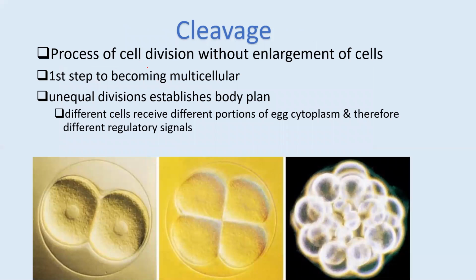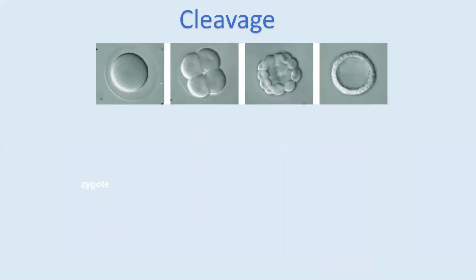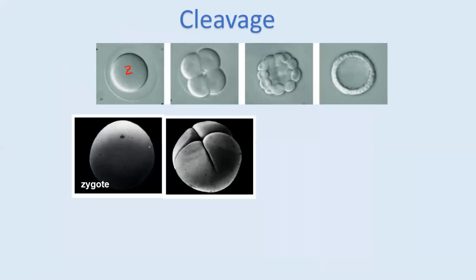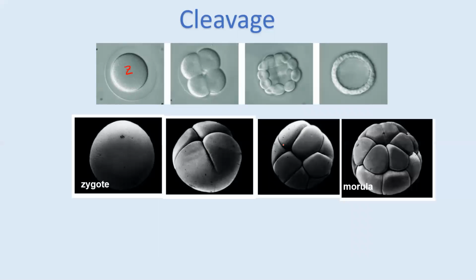Cleavage, then, is the process of cell division without enlargement of the cells. First step to becoming multicellular. Unequal division establishes a body plan, and this is just a little bit of extra information there. So this goes from a 2 to 4 to 8 to a 16 cell stage. There's the zygote, okay? So 4, 8, 16 cell stage. Zygote, and you can see the cells dividing.